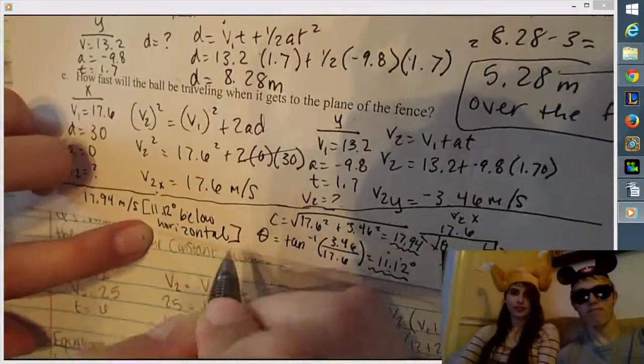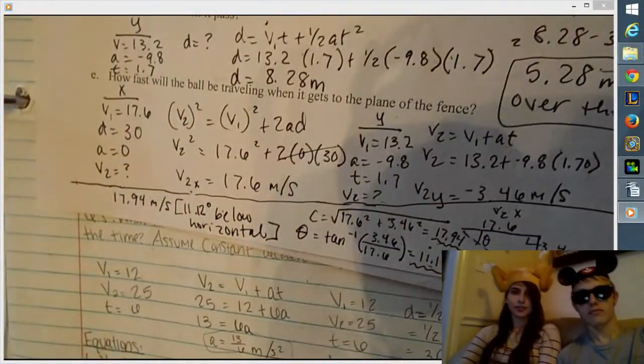And that can show us the angle and the speed. So you need both. They're both important.